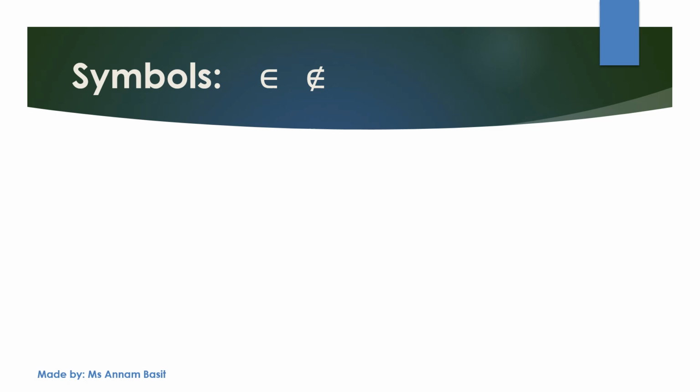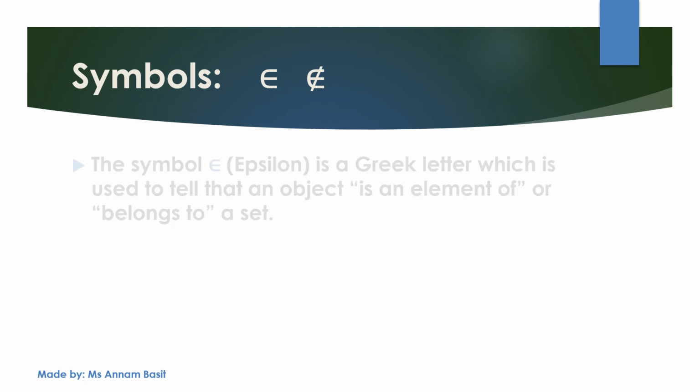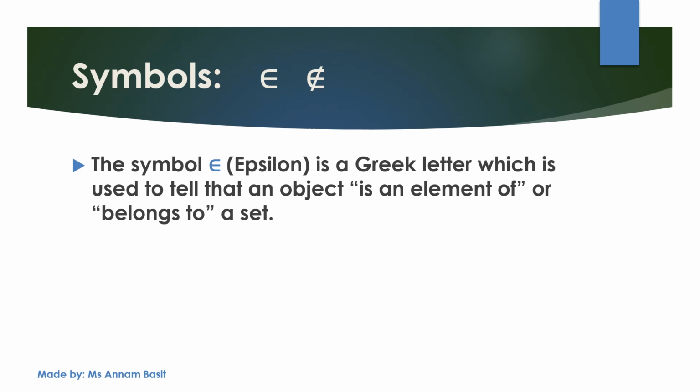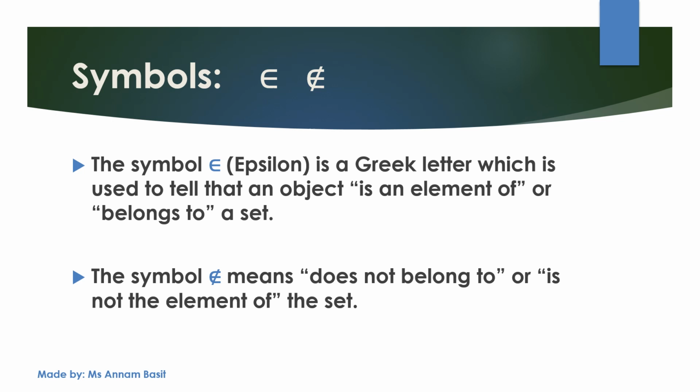Okay, now let's talk about these two symbols which are mostly used while representing the elements of a set. You may see these two symbols as a capital E and the other one as a capital E with a slash on it. The symbol E is basically called epsilon. It's a Greek letter which is used to tell that an object is an element of or belongs to a set. The other one, epsilon with a slash on it, means that it does not belong to or is not an element of the set.